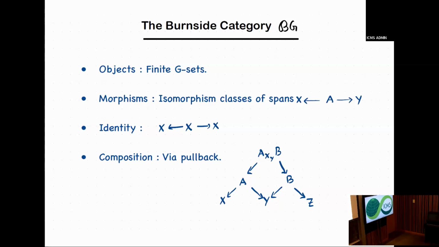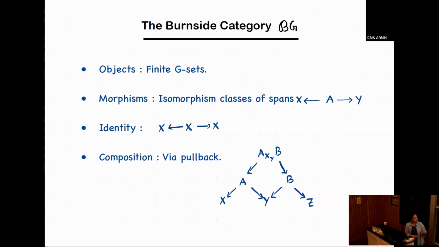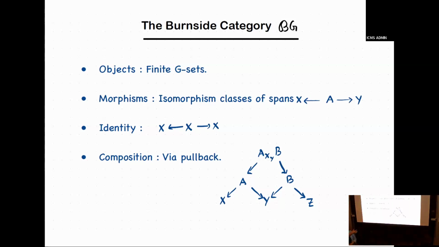Obviously, the identity is the isomorphism class of X, X, X, where the arrows are identity morphisms, and the composition is via pullback. So given a morphism between X and Y, which looks like X, A, Y, and a morphism between Y and Z, Y, B, Z, the composition is given by A cross over Y, B.